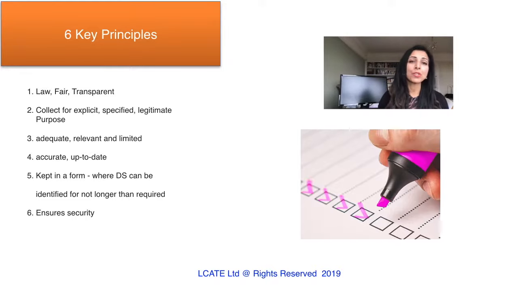The fifth is kept in a form where the data subject can only be identified for not longer than is necessary. And finally, wherever it is, whether it's on your automated systems like your computer, iPhone, mobile phone, etc., that it's secure, or also if it's in hard copies in your filing cabinets, it's kept secure. Now, sometimes people also refer to what we call the 7th principle, but this is all about basically the controller being accountable, and we'll look at controlling and accountability further on in the webinar.